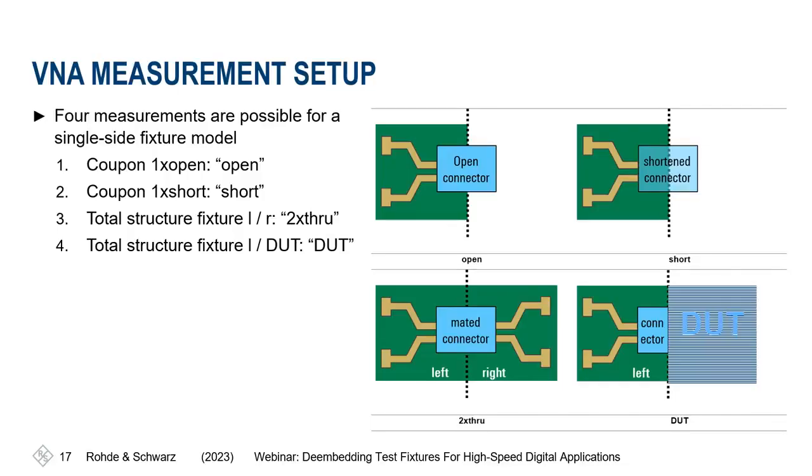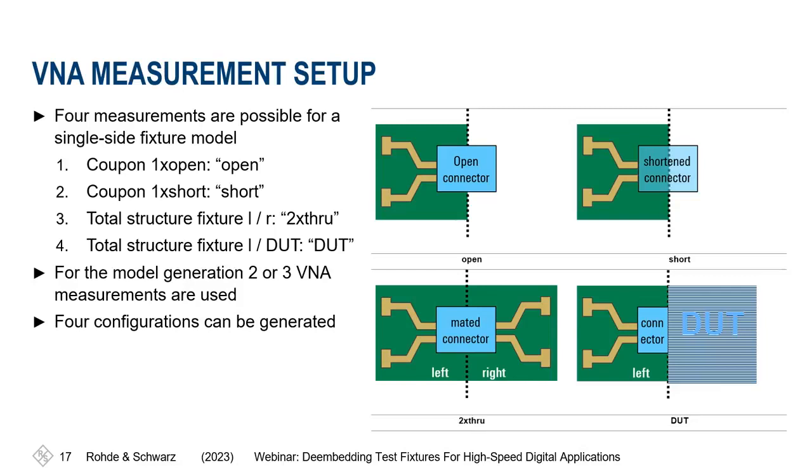Let's have a closer look at the VNA measurement setup. We typically do 4 measurements, or 4 measurements are possible for a single side fixture model. There is the coupon 1x open, which I will call open. The coupon 1x short, which I will call short. The total structure, fixture left and right, I will call 2x through. And the total structure, fixture left and the DOT, I will call just DOT. For the model generation, we need 2 or 3 VNA measurements. 4 configurations can be generated. I will walk through that in the next slide.